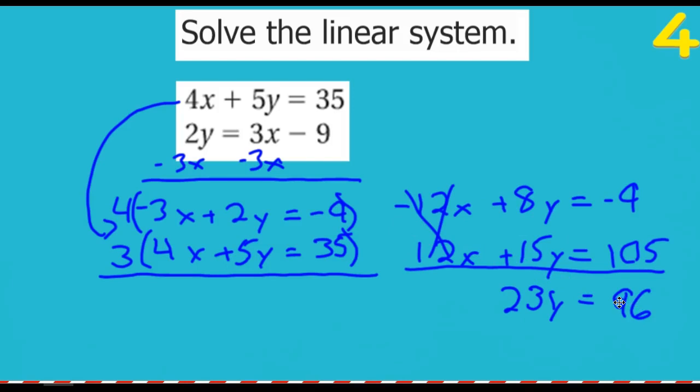But before I do that, I forgot to multiply the 4 and the negative 9, so this is actually a negative 36, which changes this. So I actually have 105 plus a negative 36, which gives us 69. Divide that by 23. And y equals 69 divided by 23, which is 3.